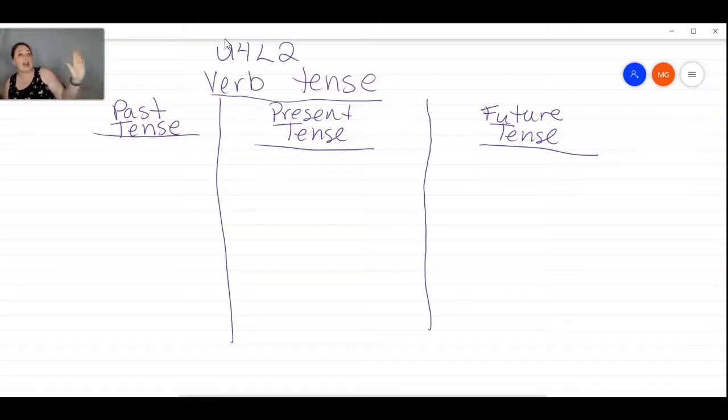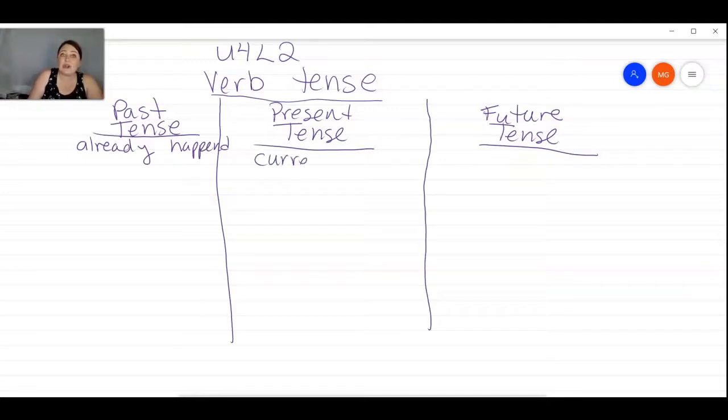Okay, so past, present, future. Here's how it works. If it happened before, it's the past tense. So the past tense has already happened. Present tense, currently happening. It's current, like right now. Woo, we're here. Future tense will happen.